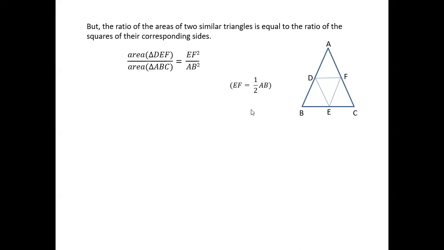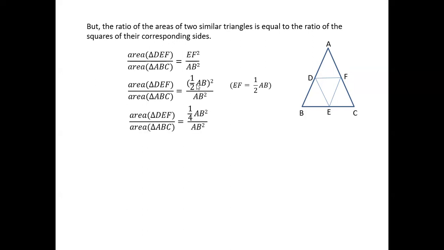That is because EF is half of AB. So we write (half AB) square upon AB square. Half square is 1, 2 square is 4, and AB square cancels. So what is left? 1 upon 4, that is 1:4. The ratio of this triangle to the complete big triangle is 1:4. This is a sum. Okay.